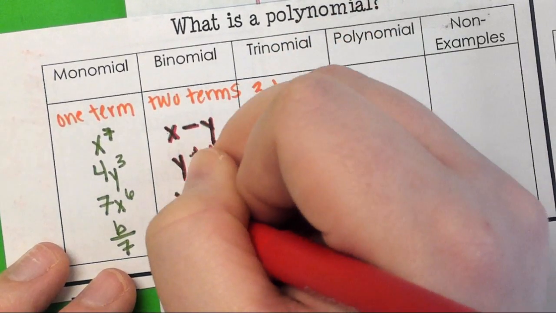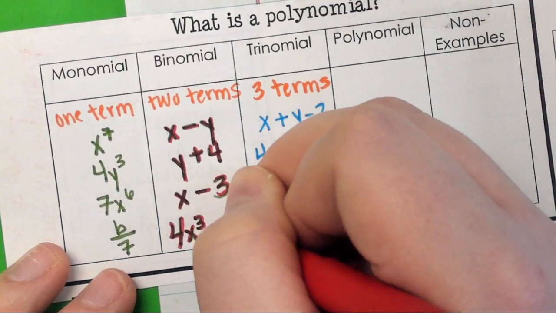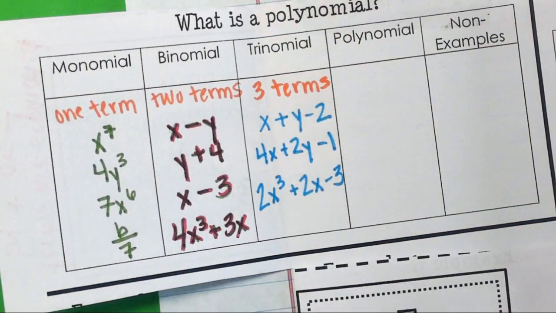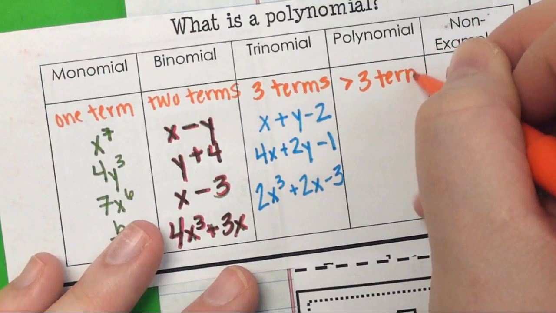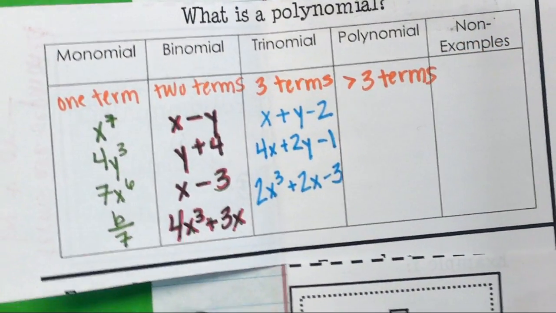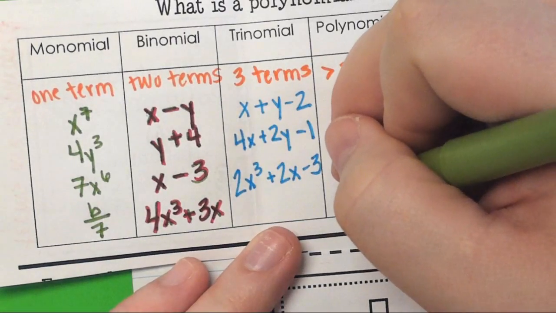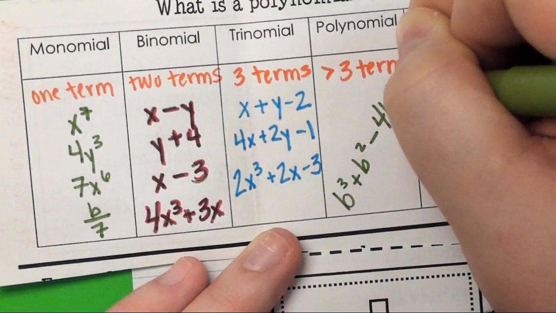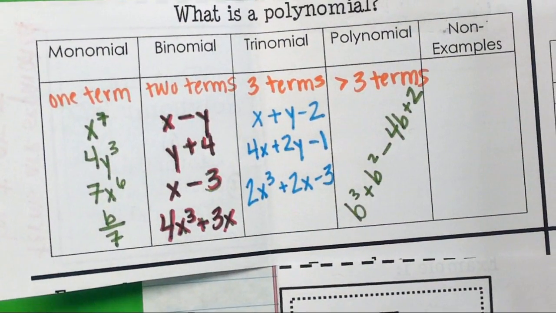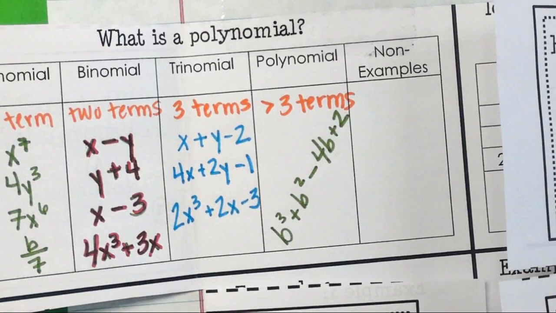We're not cool enough to have a name for a 4-termer, a 5-termer, a 20-termer. Anything higher than 3 is called a polynomial. So if there's more than 3 terms, we just call it a polynomial. It does not have a specific name. I'm just going to do one example, and I'm going to do it sideways because I'm out of room. Maybe b to the third plus b squared minus 4b plus 2.